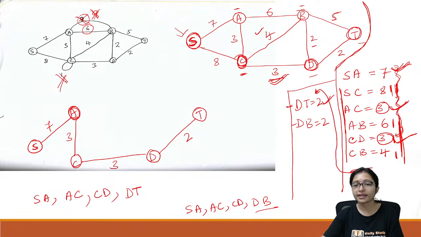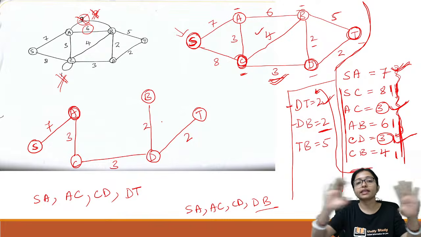So I take DT. As I am here at T, now which one is possible? That is TB. TB is 5. This is also available to me. Now out of them, this is minimum. DB is the minimum. So I can take DB.